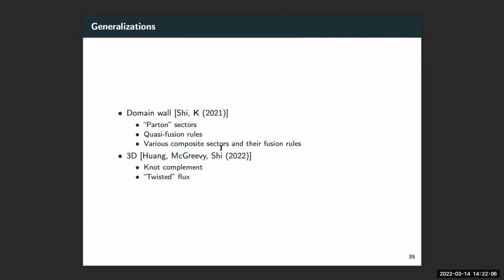But as I said before, it looks like we're getting new superselection sectors that we weren't aware of before, and the identities that the fusion space dimensions and the quantum dimensions of these sectors must satisfy, both in the case of 2D domain wall and also in this 3D system.